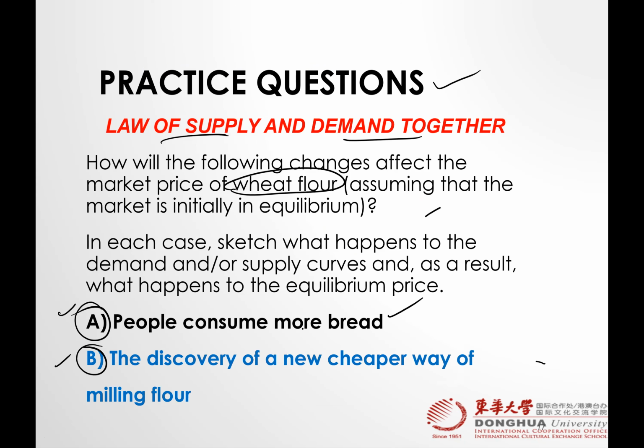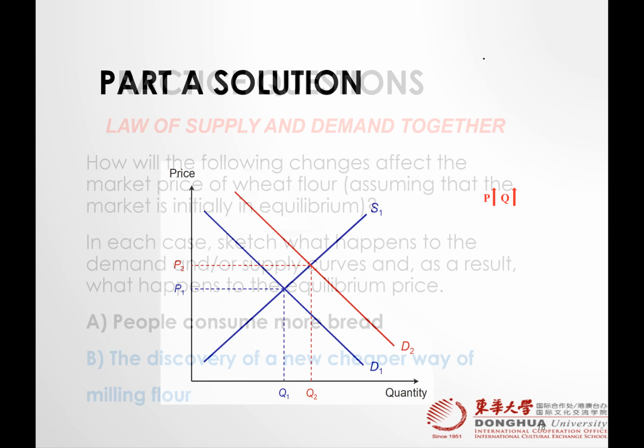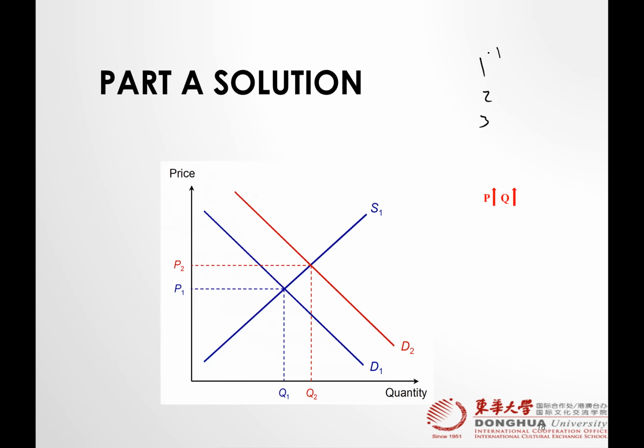So number 1 was people consume more bread. What happened here? 1, 2, and 3. This is a case of demand shifting to the right. And we have a new equilibrium, which is here. At that level, if you see, our equilibrium price has increased, and our equilibrium quantity also increased. Everybody, any question?